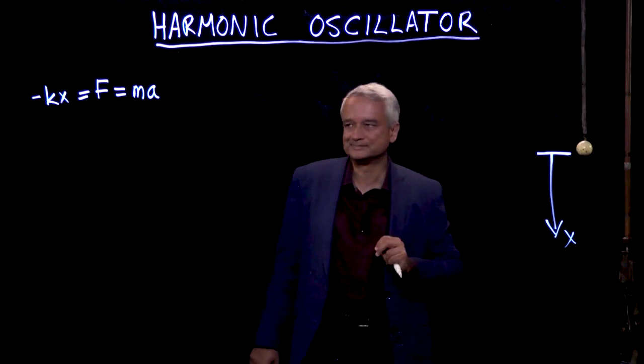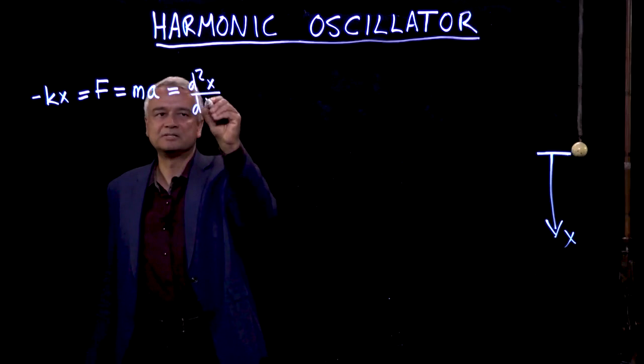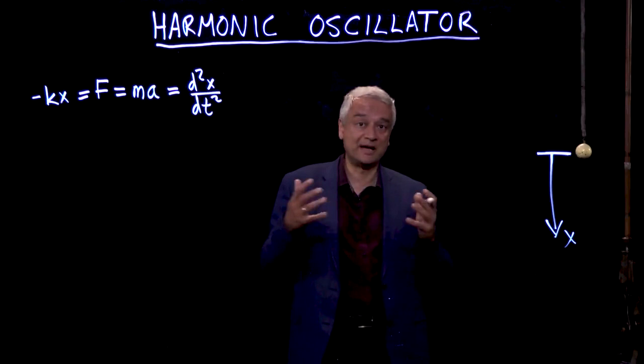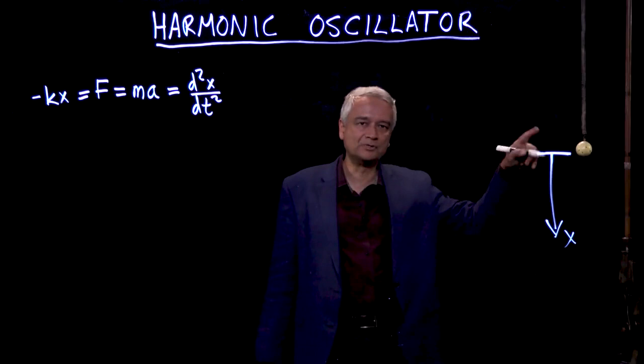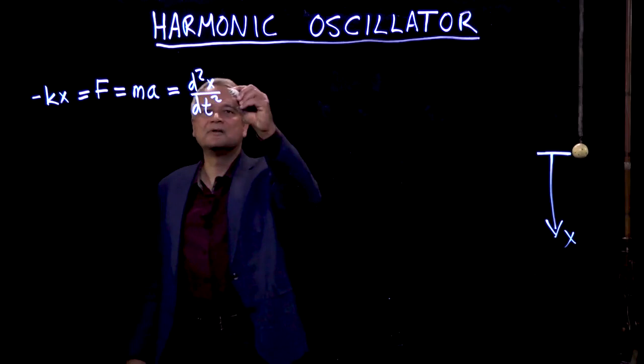So minus kx is equal to ma, but now let's remember what the acceleration is. The acceleration is the second derivative of x with respect to time, d squared x by dt squared. So just as in 802 we've learned, and in fact are still learning, how to take a circuit and turn it into a differential equation, back in 801 you took a setup like this with a mass on a spring, many other setups also in mechanics, and you turned a physical setup like this into a differential equation. Here's my differential equation, except I notice that I forgot the m here, so let me add that.